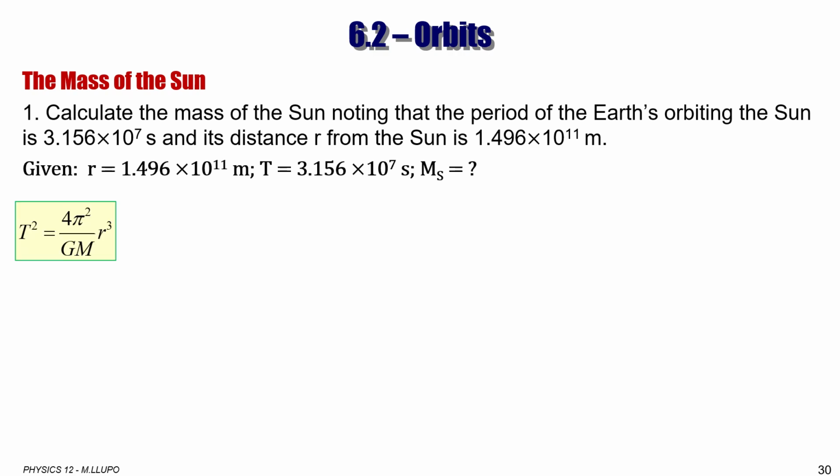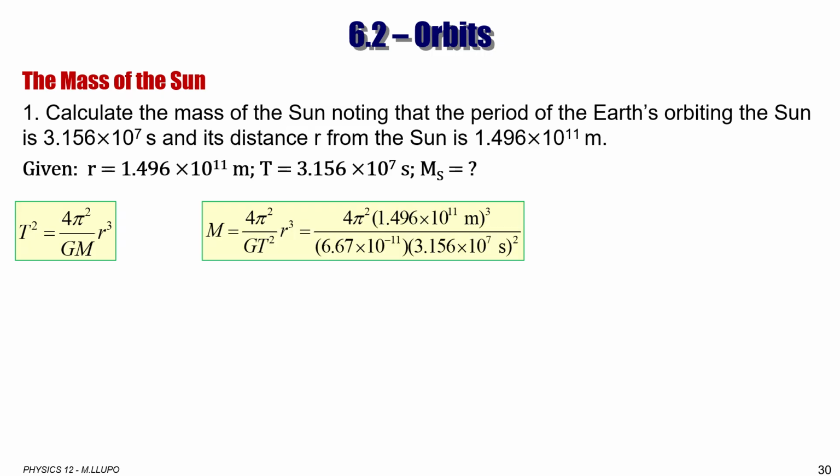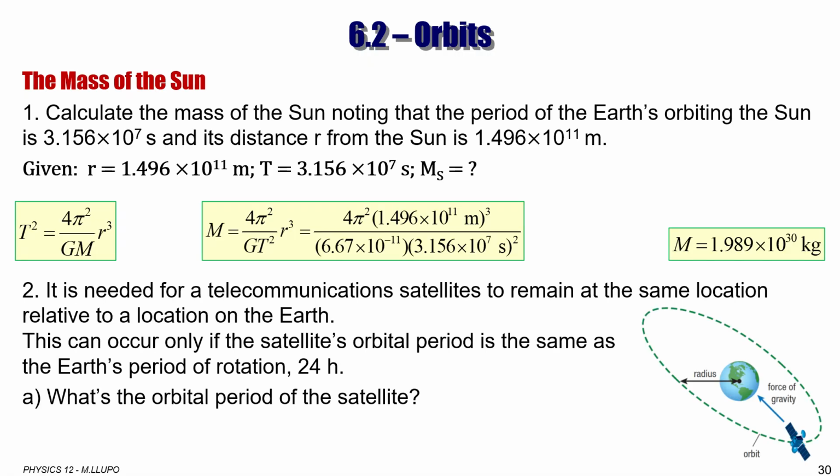Look at the formula, and we solve for M. M is equal to 4π² r cubed divided by G T². Plug in the numbers, all of them are standard units, and you'll get 1.989 times 10 to the power of 30 kilograms.